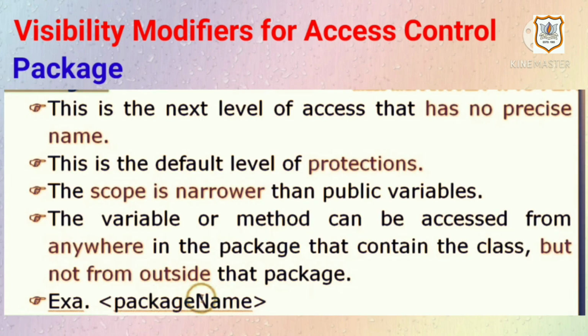Second is package. This is the next level of access that has no precise name. This is the default level of protection. The scope is narrower than public variables. The variable or method can be accessed from anywhere in the package that contains the class, but not from outside that package. Example, package name.